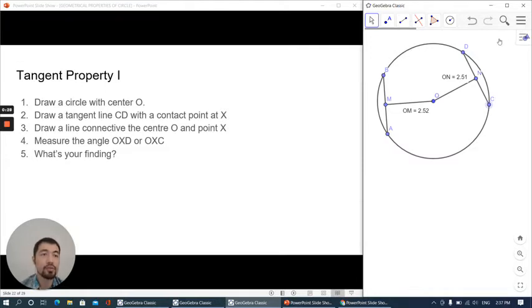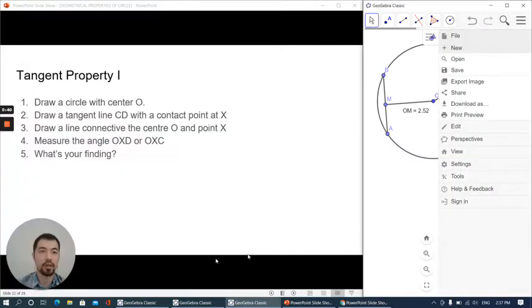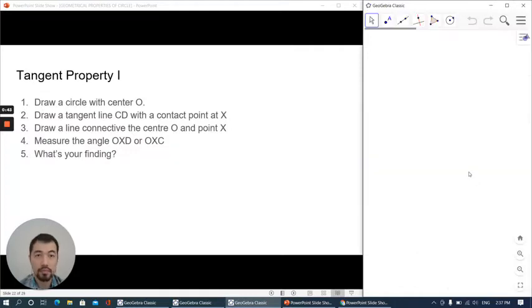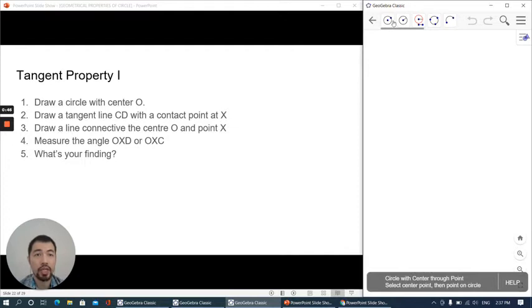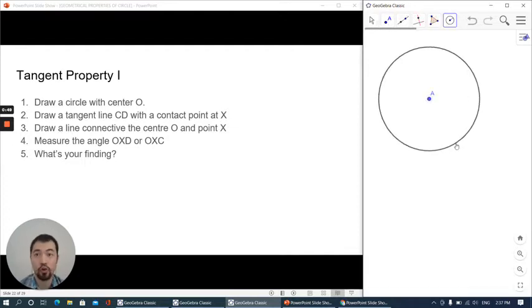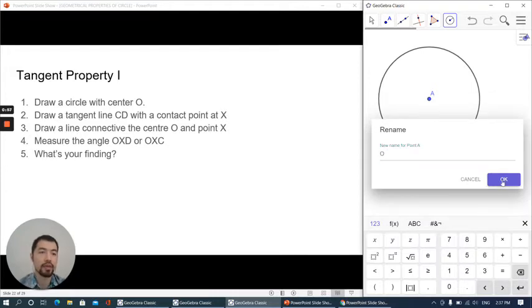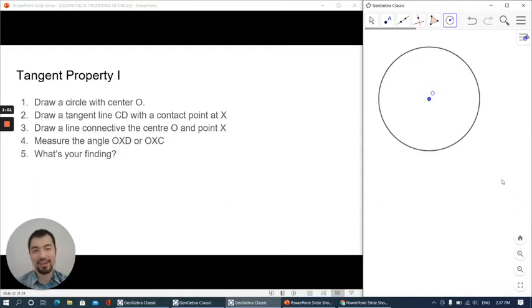So I'm going to create a new circle. You also need to draw a circle with center O. It's a standard circle with center O, and we want to draw a tangent line with a contact point at X.